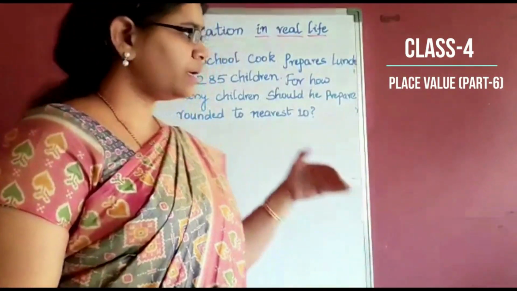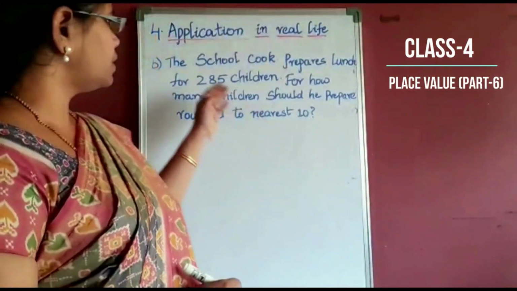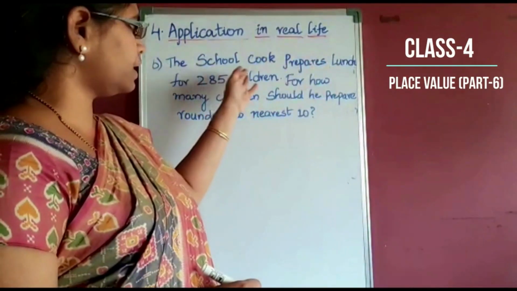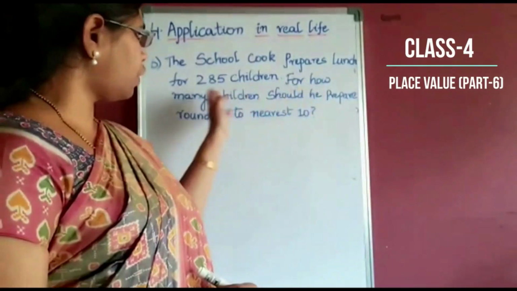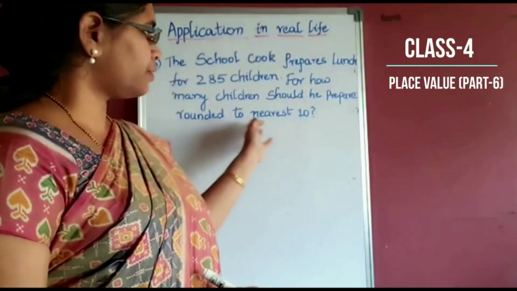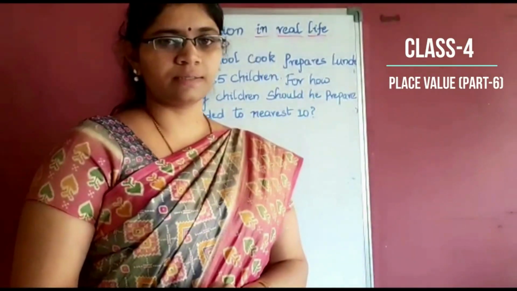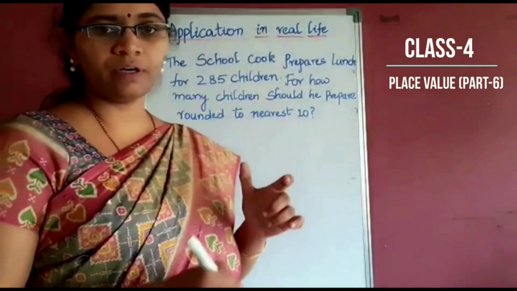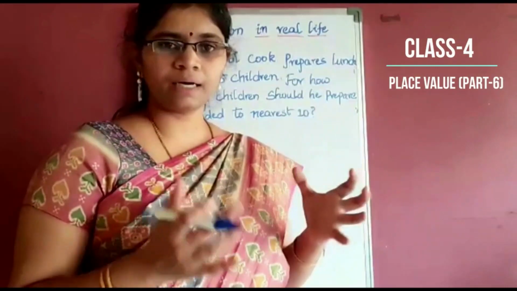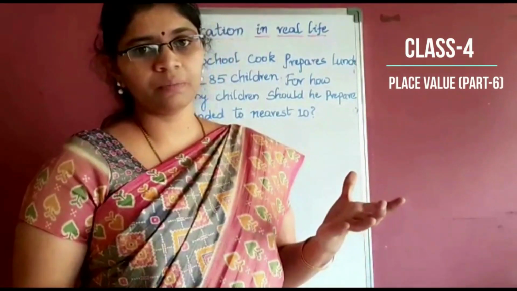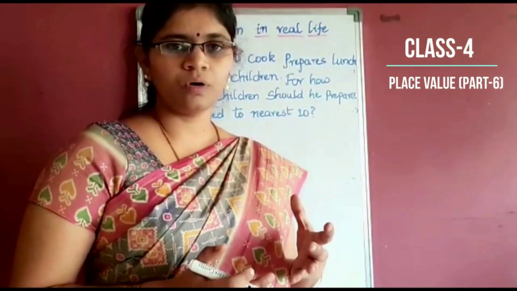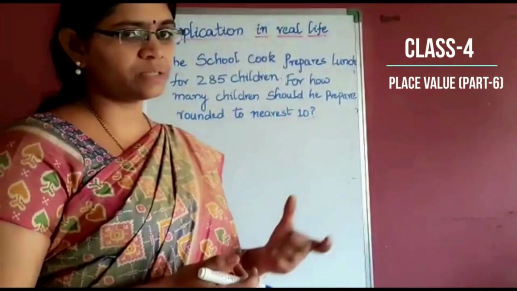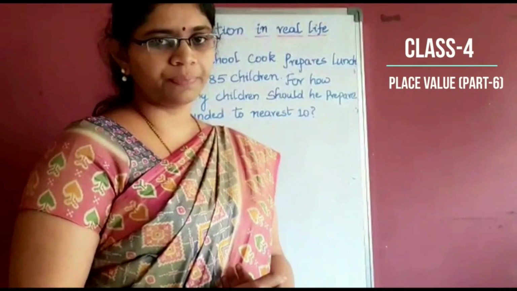So children, here is another scenario. It says that the school cook prepares lunch for 285 children. For how many children should he prepare, rounded off to the nearest tens? It is given that for 285 children he has to cook, but the exact amount we can't cook. Some children may eat more, some may eat less. So for how many children, rounded off to the nearest tens place, does he have to cook? Now let us see.